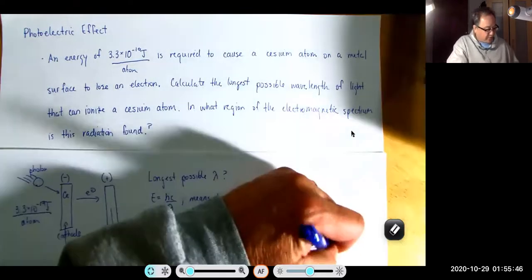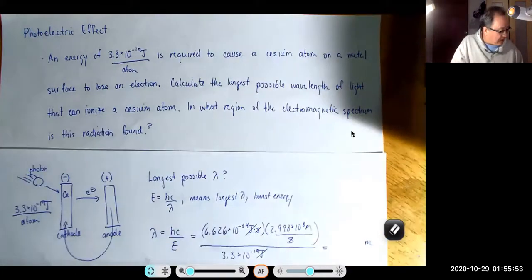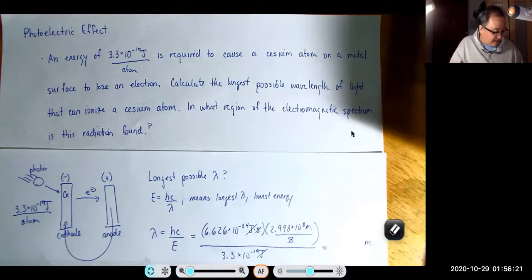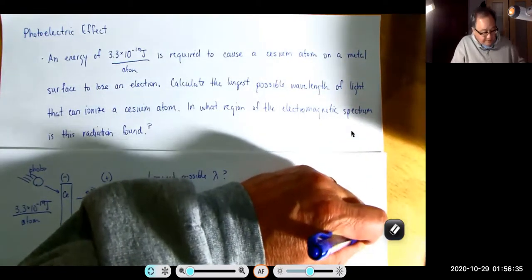Okay, so let's calculate the wavelength here. You can see that the joules cancel, and we're going to be left with meters. So let's see what we get. 6.626 EE negative 34 times 2.998 EE 8 divided by 3.3 EE negative 19. Hopefully that works itself out. And I get 6.0 times 10 to the minus 7 meters.